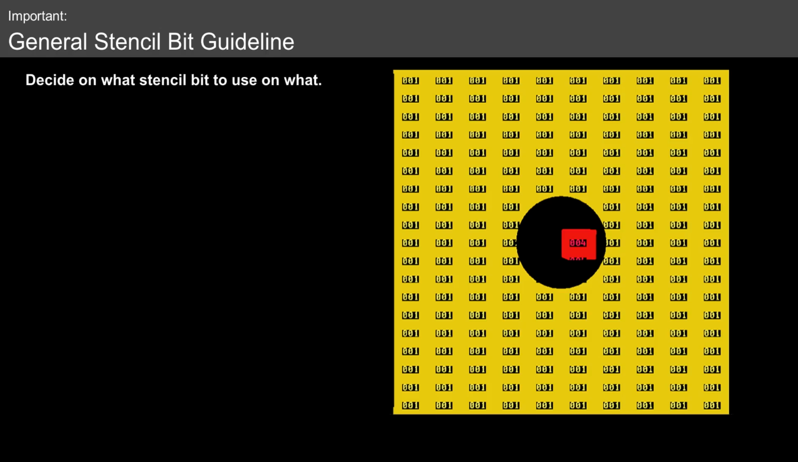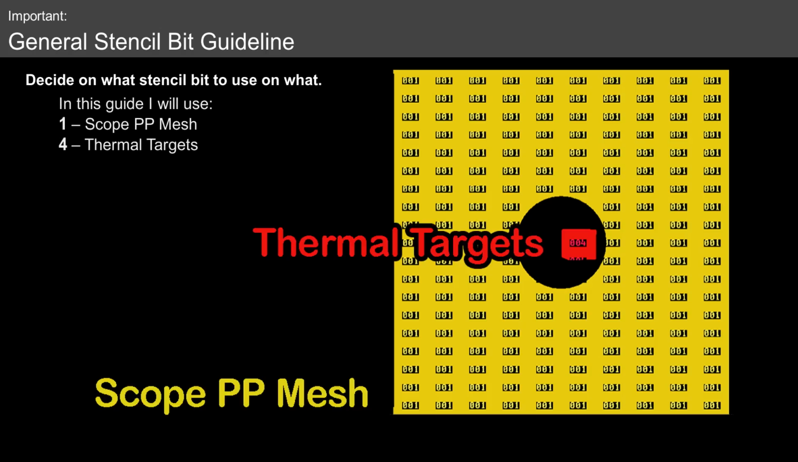Next, there are some things you need to decide on and create a general guideline for using stencils. You need to have a general guideline on what stencils to use for what purpose. For this guide, I will be using 1 for the scope mask mesh and 4 for the highlighted thermal targets.